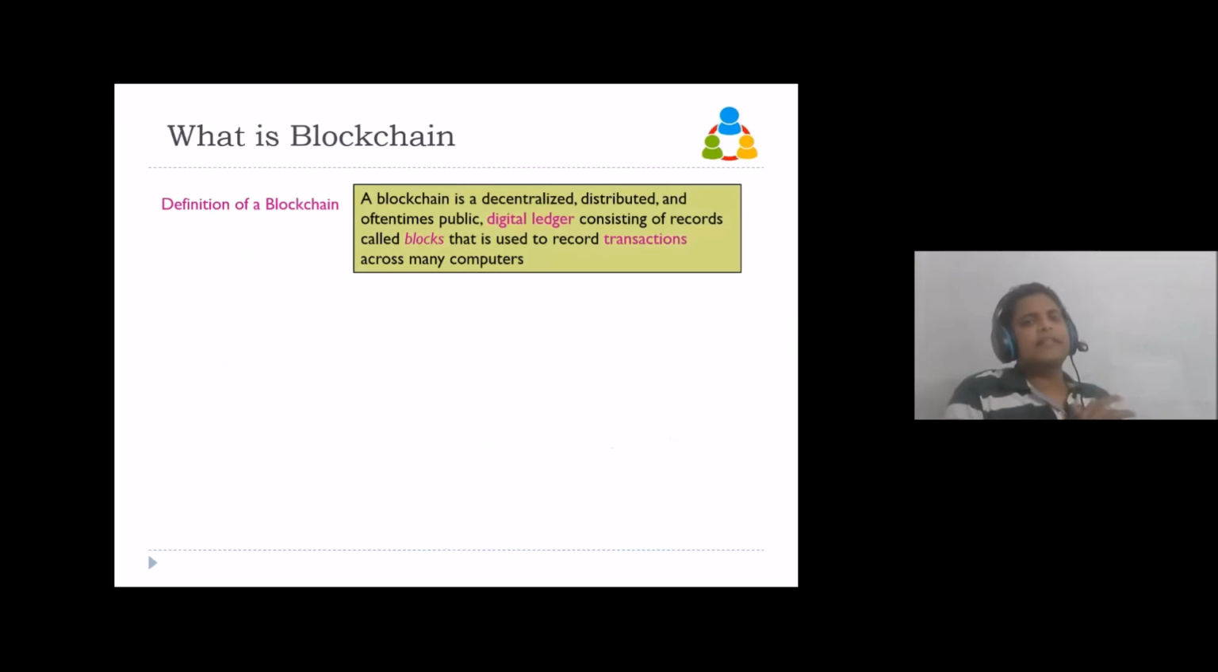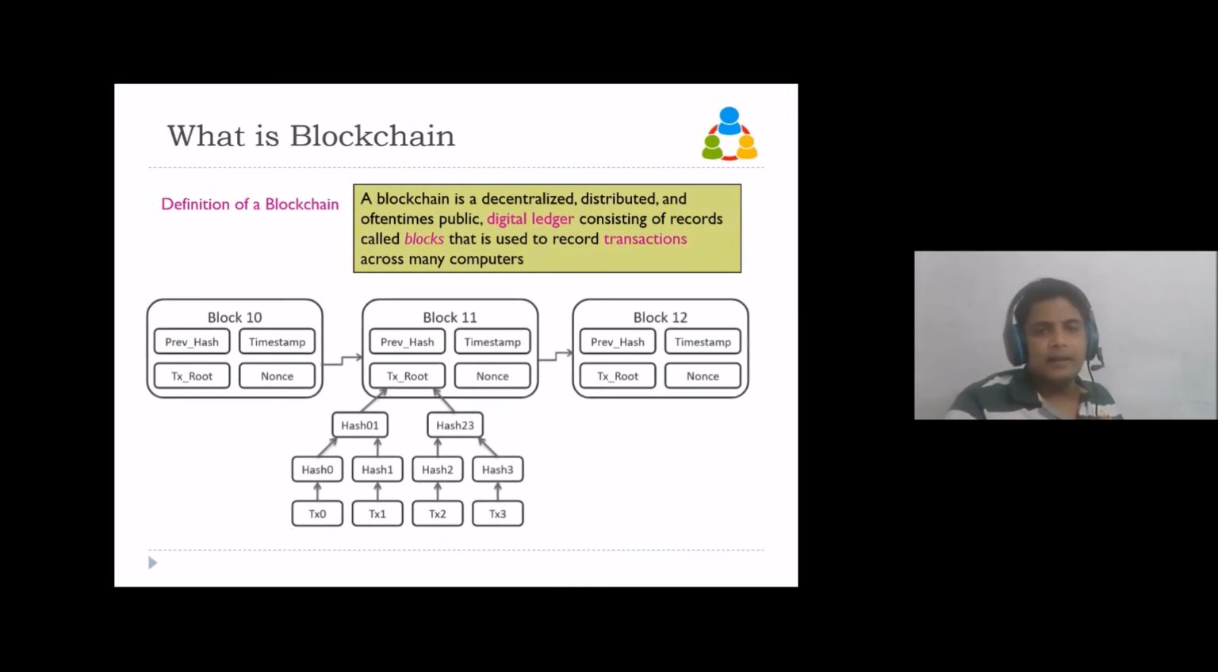So by default, a definition of blockchain, if I say, it is decentralized, distributed, and most of the time public, and it's a digital ledger consisting of records, and these records form a block, and all the blocks contain several transactions, and the data is stored across multiple computers. Okay, and I told you that blockchain is a chain of blocks, and each block will have some data.